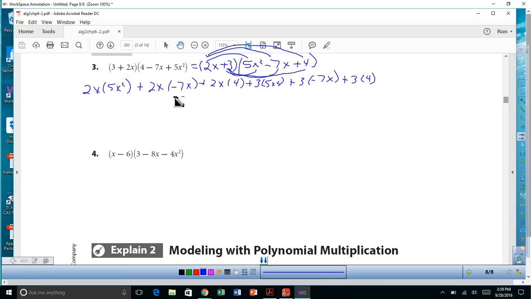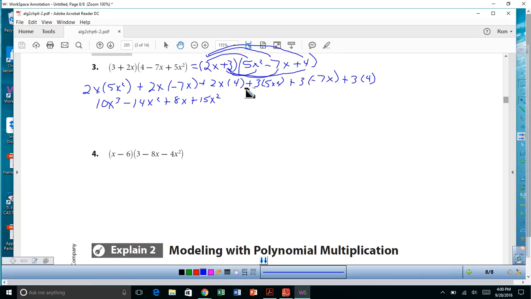Now that I've done the distributing, I'm going to do the arithmetic here. 2 times 5 is 10. X times x squared is x to the third. 2 times negative 7 is negative 14. X times x is x squared. 2 times 4 is 8. And then x times 1 is just x. 3 times 5 would be 15.